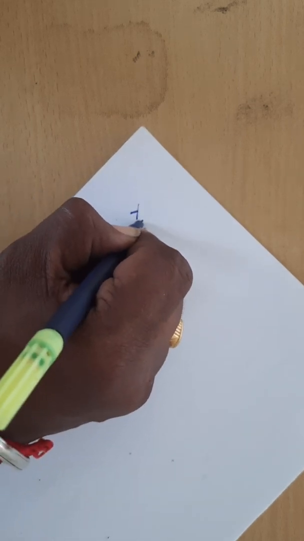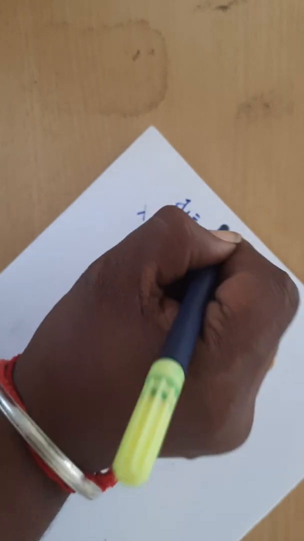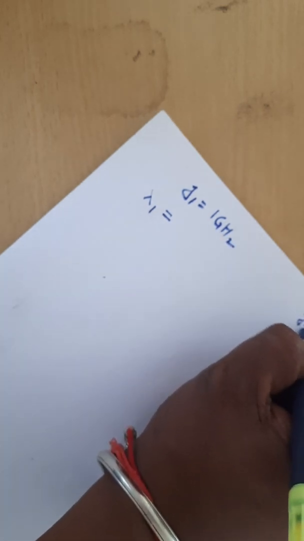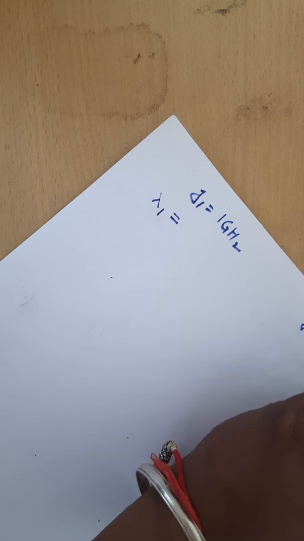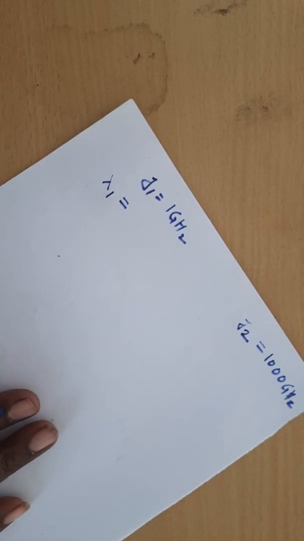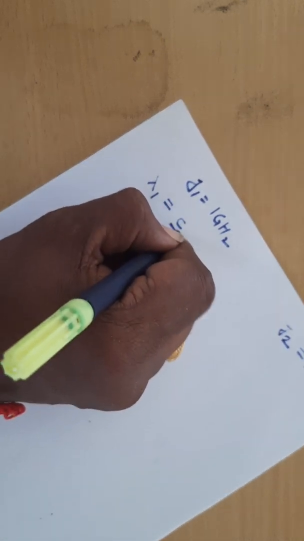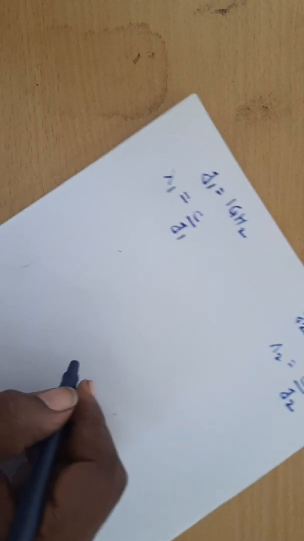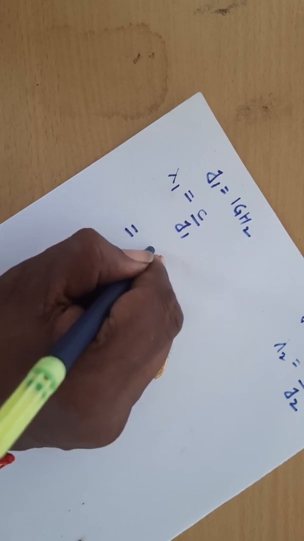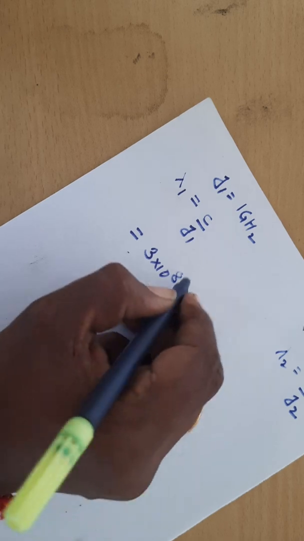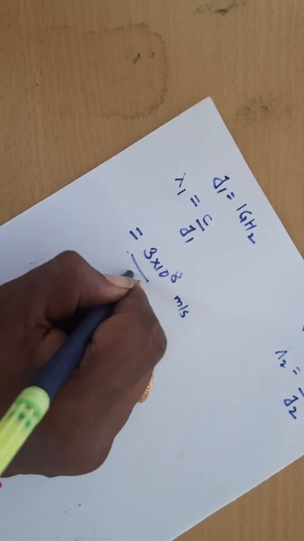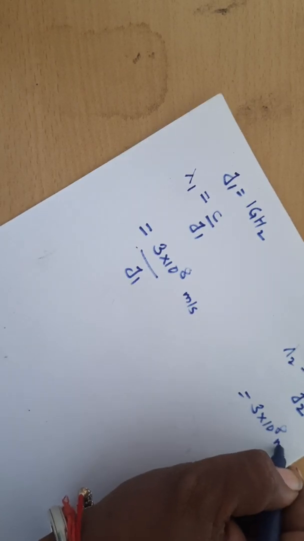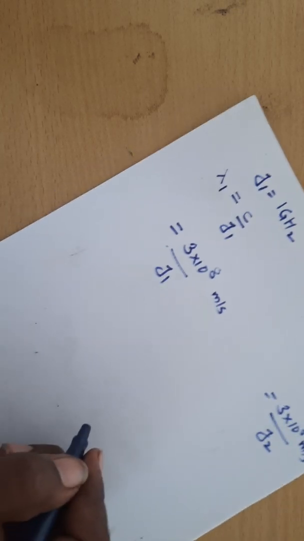Suppose I want to calculate lambda 1 for frequency f1 equal to 1 gigahertz, and also lambda 2 for frequency f2 equal to 1000 gigahertz. So lambda 1 is equal to c by f1 and lambda 2 is equal to c by f2. The value of c, as we all know, is 3 into 10 raised to 8 meters per second, divided by f1. Here also 3 into 10 raised to 8 meters per second divided by f2.